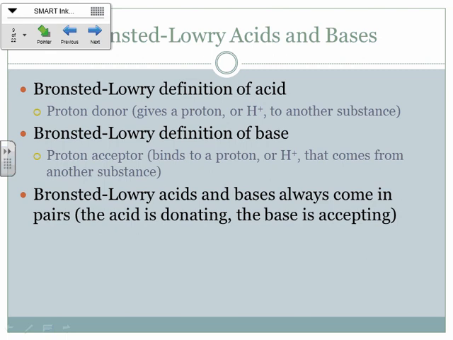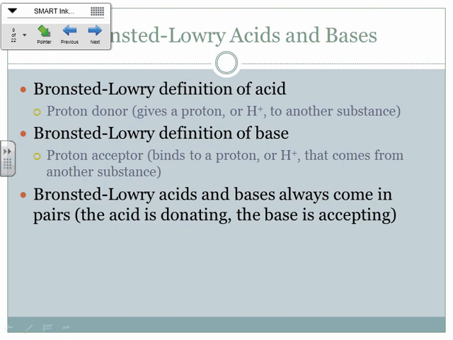Again, we already talked about Lewis acids and bases, and the reason we talked about it is because we already talked about coordination compounds. So, that aside, the Bronsted-Lowry definition of acids and bases will work for pretty much anything else that we're going to talk about in this class. So, a proton donor means that it's giving away an H plus to something else. If it does that, it's an acid. If it accepts a proton, an H plus, from something else, then it is a Bronsted-Lowry base. It's a proton acceptor.